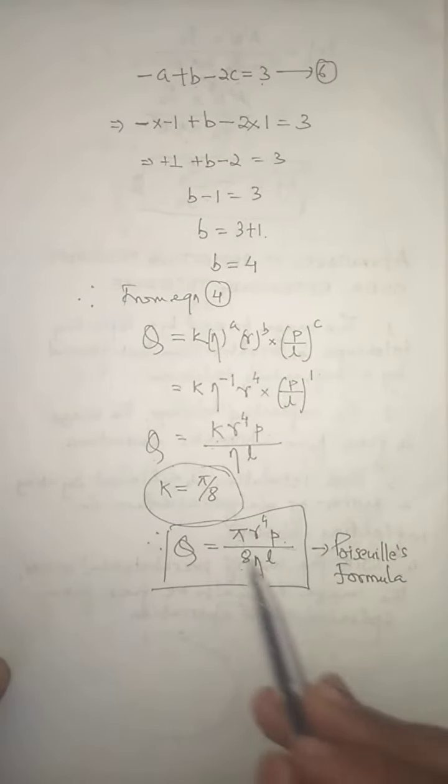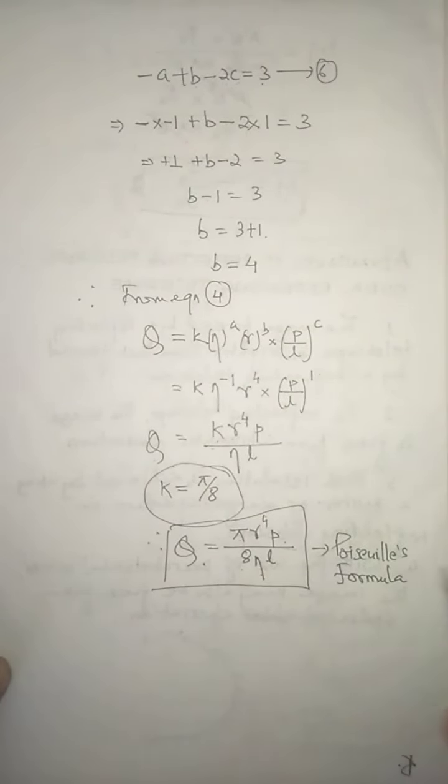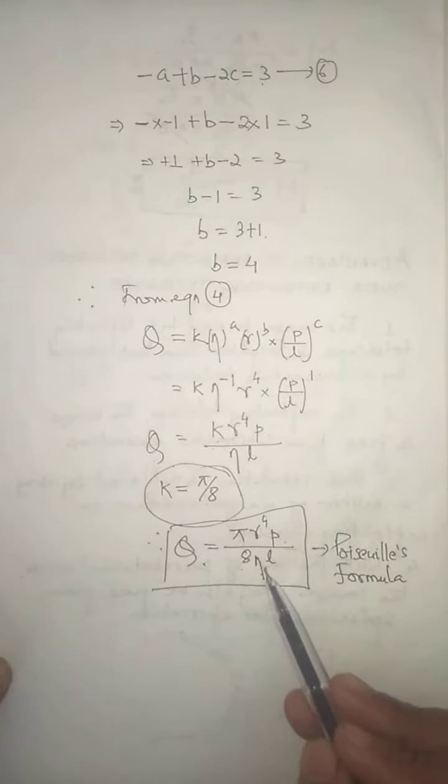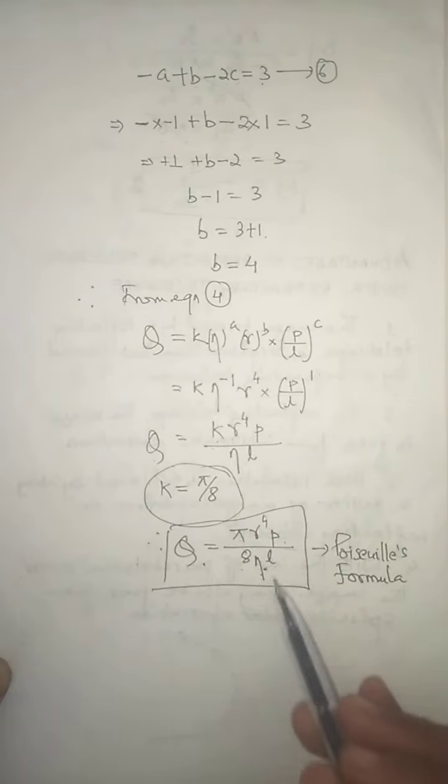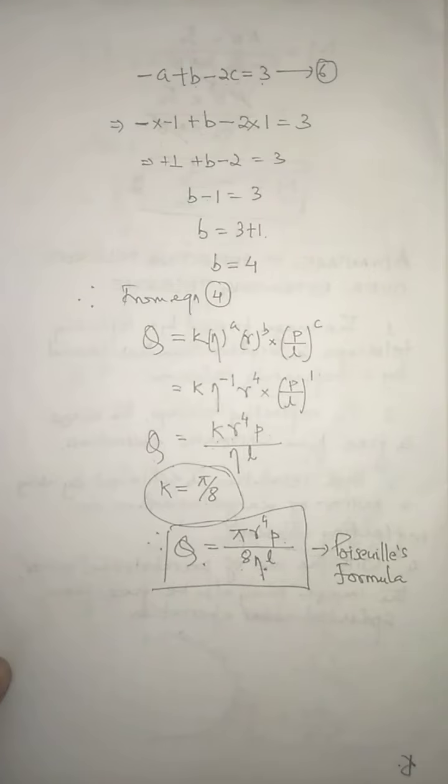So children, this particular formula is called Poiseuille formula, and this formula which we have derived is also used to find the viscosity of the liquid, because when you know the rate of flow or volume of liquid flowing per second, then we can calculate the viscosity of liquid.